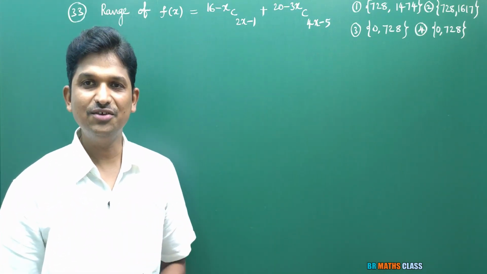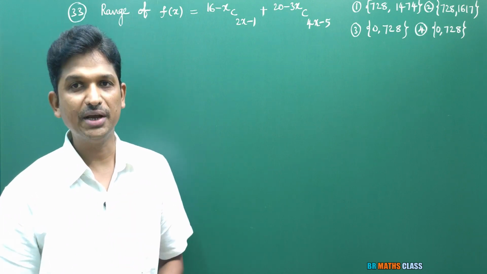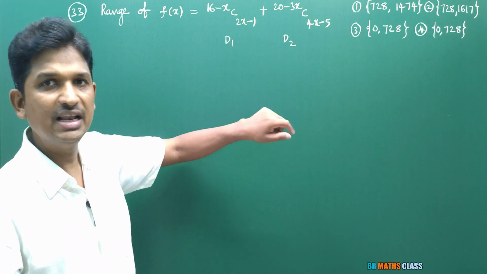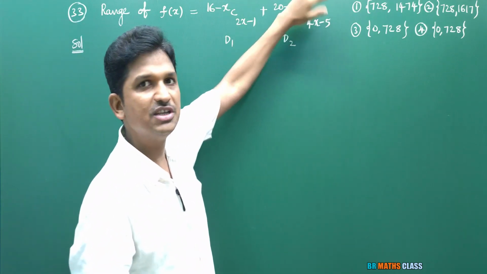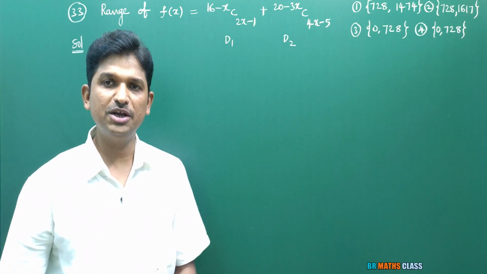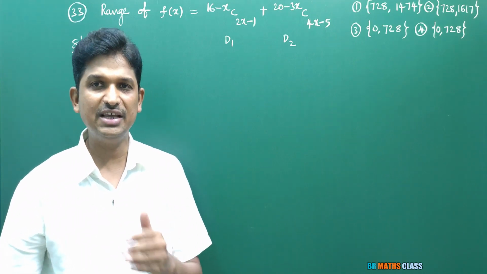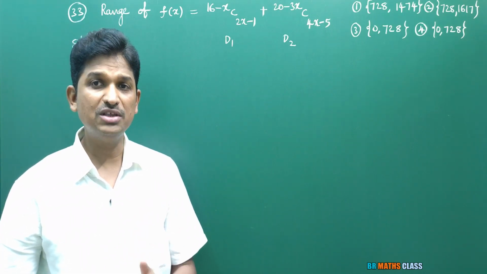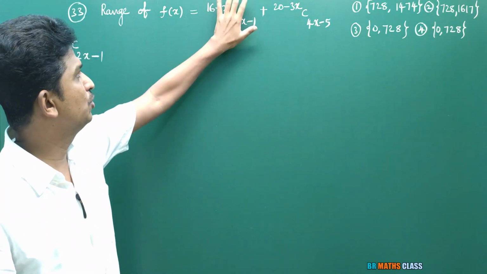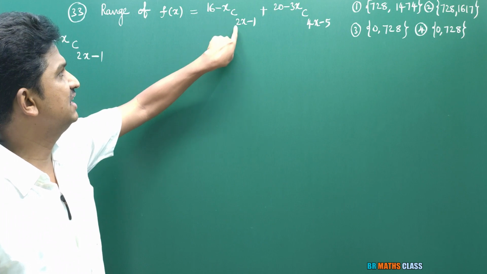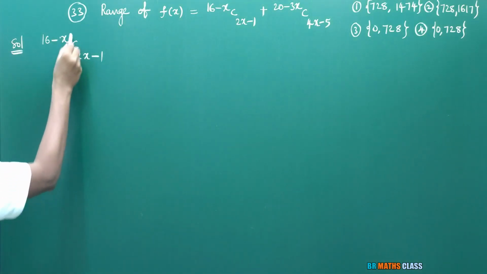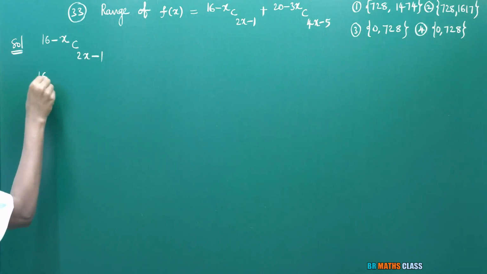To calculate the range of this function, I need to calculate the domain. So first I will calculate d1, that is the domain of this function. Next I will calculate d2, that is the domain of this function. Next I will calculate the domain of f of x plus g of x. The domain of f of x plus g of x is d1 intersection d2. Once we get the domain, then we will see what its range is. First, I will calculate the domain of this 16 minus x C (2x minus 1). To calculate the domain, 16 minus x is there, right? That must be a natural number.